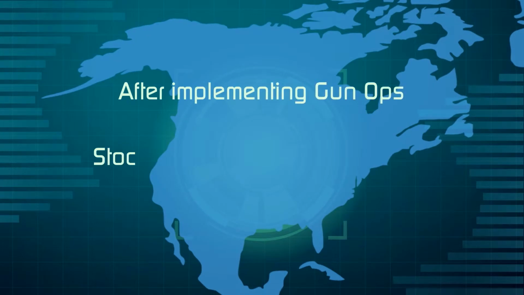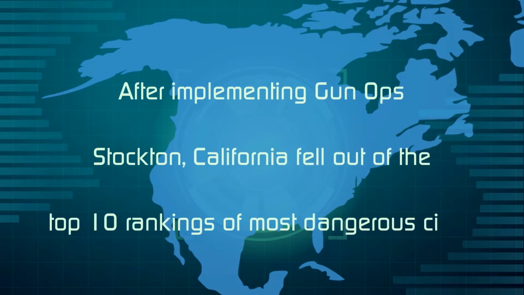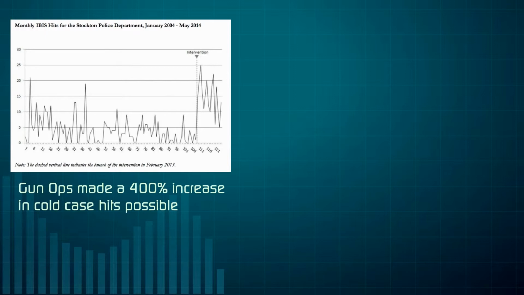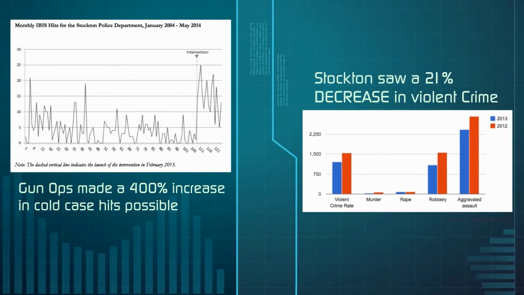GunOps has already made a significant impact in Stockton, California, which used to be the 7th most dangerous city in the nation. There has been a 400% increase in cold case hits between shootings using GunOps in combination with 3D imaging systems, as well as a 21% decrease in violent crime.